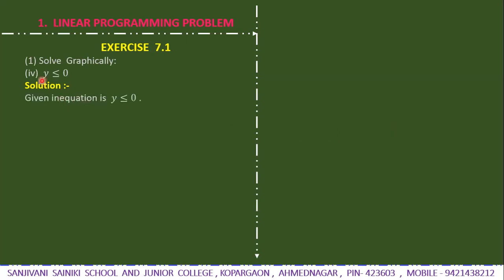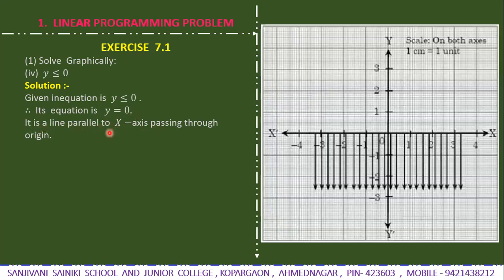Now y is less than or equal to 0. The corresponding equation is y is equal to 0. It is the line parallel to the x-axis, it is actually the x-axis, the equation of the x-axis. So we have to plot the x-axis and y-axis. Then this line is nothing but our y is equal to 0. Now we have to decide whether we take the region which lies above the x-axis or below the x-axis. Here y is negative. So where is y negative? y is negative below this x-axis. So the area downwards of this line.